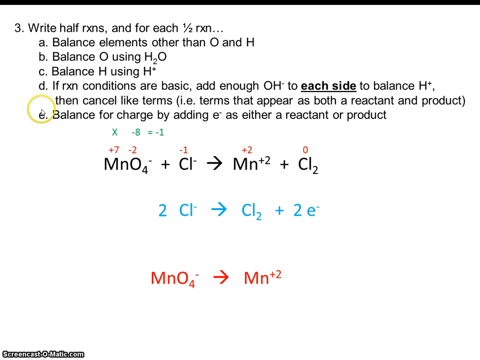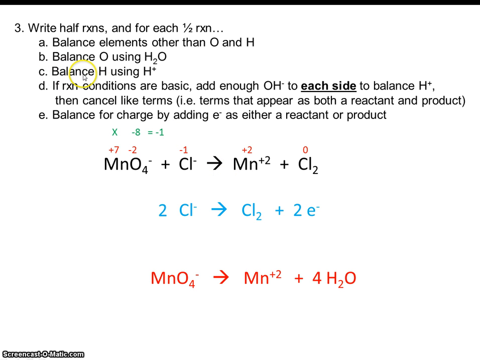Now let's complete steps A through E for the reduction half reaction. Balance elements other than oxygen and hydrogen. Okay, that would be manganese. We have 1 manganese on the right and 1 manganese on the left, so that's already balanced. Step B, balance oxygen using H2O. Alright, we have 4 oxygens on the left. That means we need to have 4 oxygens on the right. And the way that we do that is by using H2O. So now we have 4 oxygens on the left and 4 oxygens on the right.